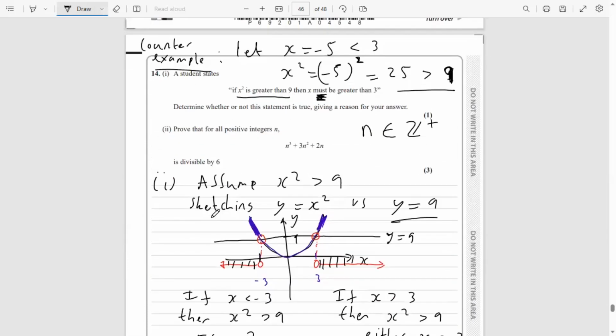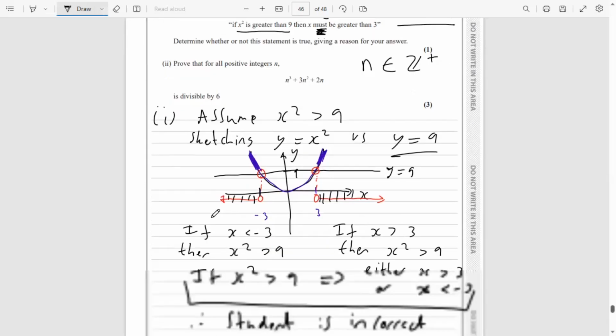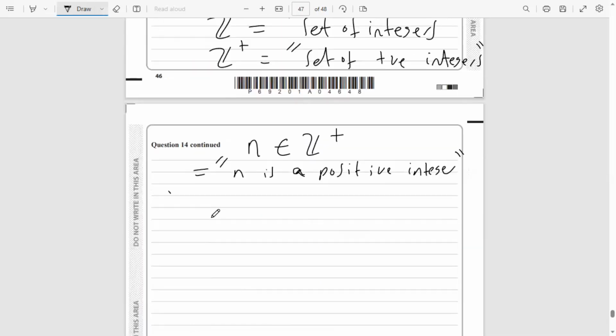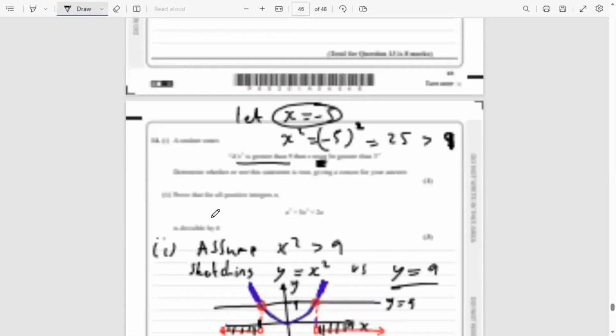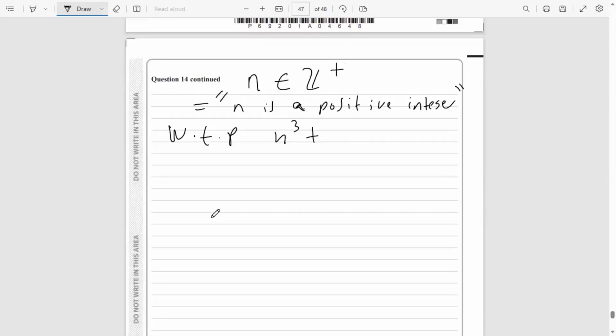So we want to prove that n cubed plus 3n squared plus 2n is divisible by 6. I'm just going to write this down here. WTP just means want to prove. So we want to prove that n cubed plus 3n squared plus 2n is divisible by 6, which just means it's a multiple of 6.